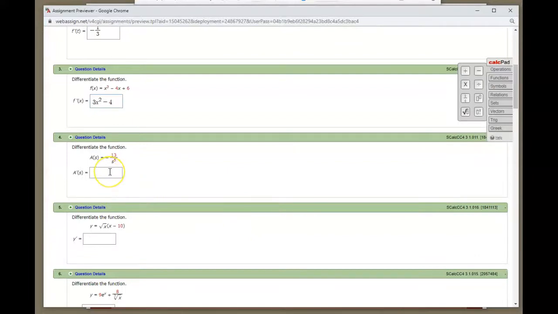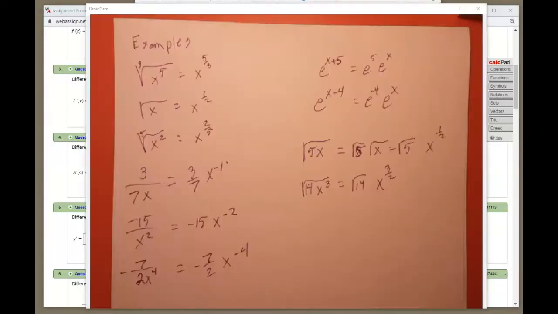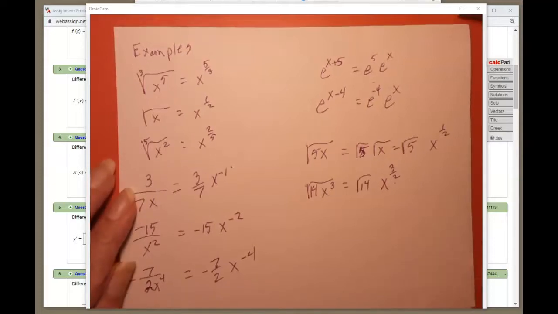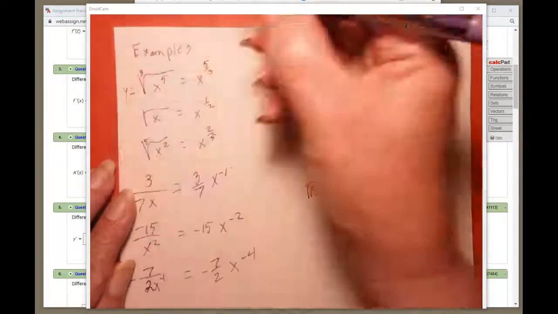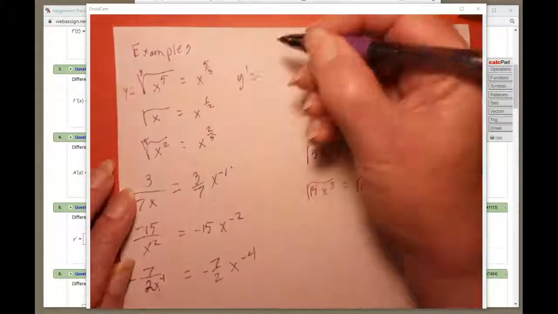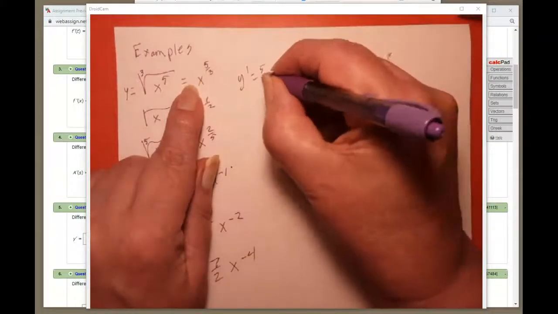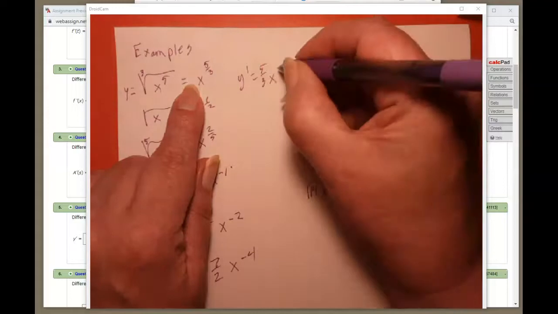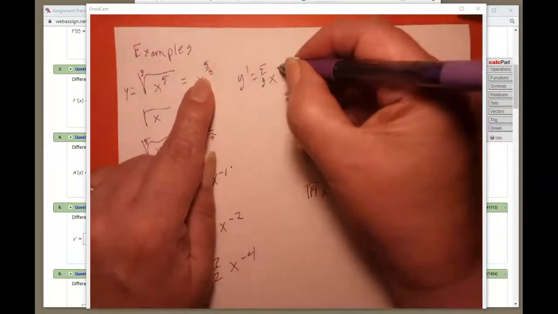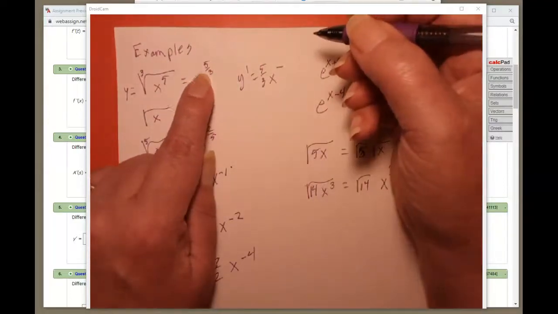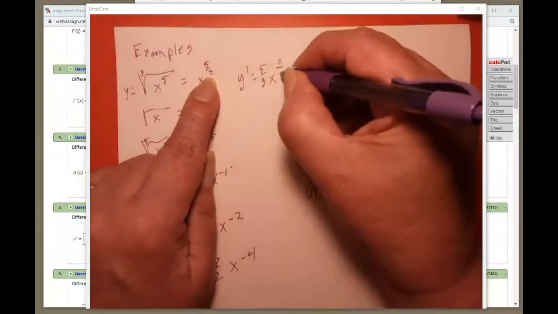This one we'll have to rewrite first, so I could write this as negative 13s to the negative 5th, and then take the derivative. Note that the variable here is s. So I'll go back to my examples and take the derivative of these. If this is equal to y, then y prime would be 5/3 x to the 5/3 minus 1, which is 2/3.